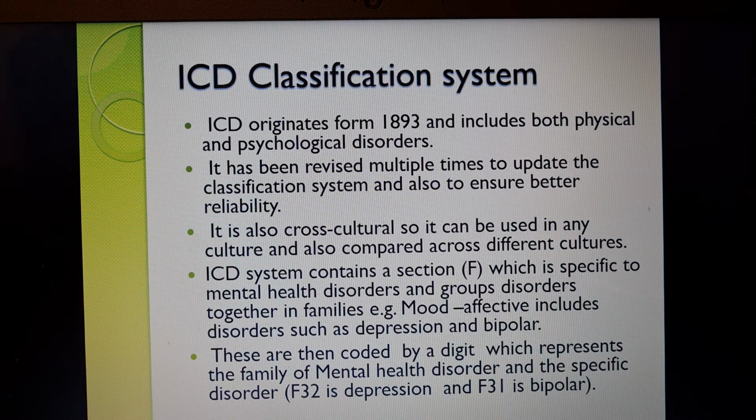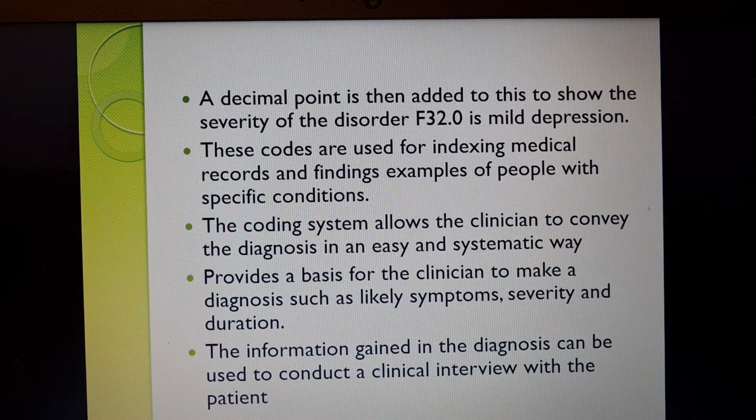So F32 would be depression, or F31 would be bipolar, and so on. After that has been done, the digits been assigned, then clinicians will attach a decimal point to that digit, and the decimal point really shows the severity of the disorder. So, for example, F32.0 would be considered mild depression, okay, whereas F32.67 might be a little bit more severe.